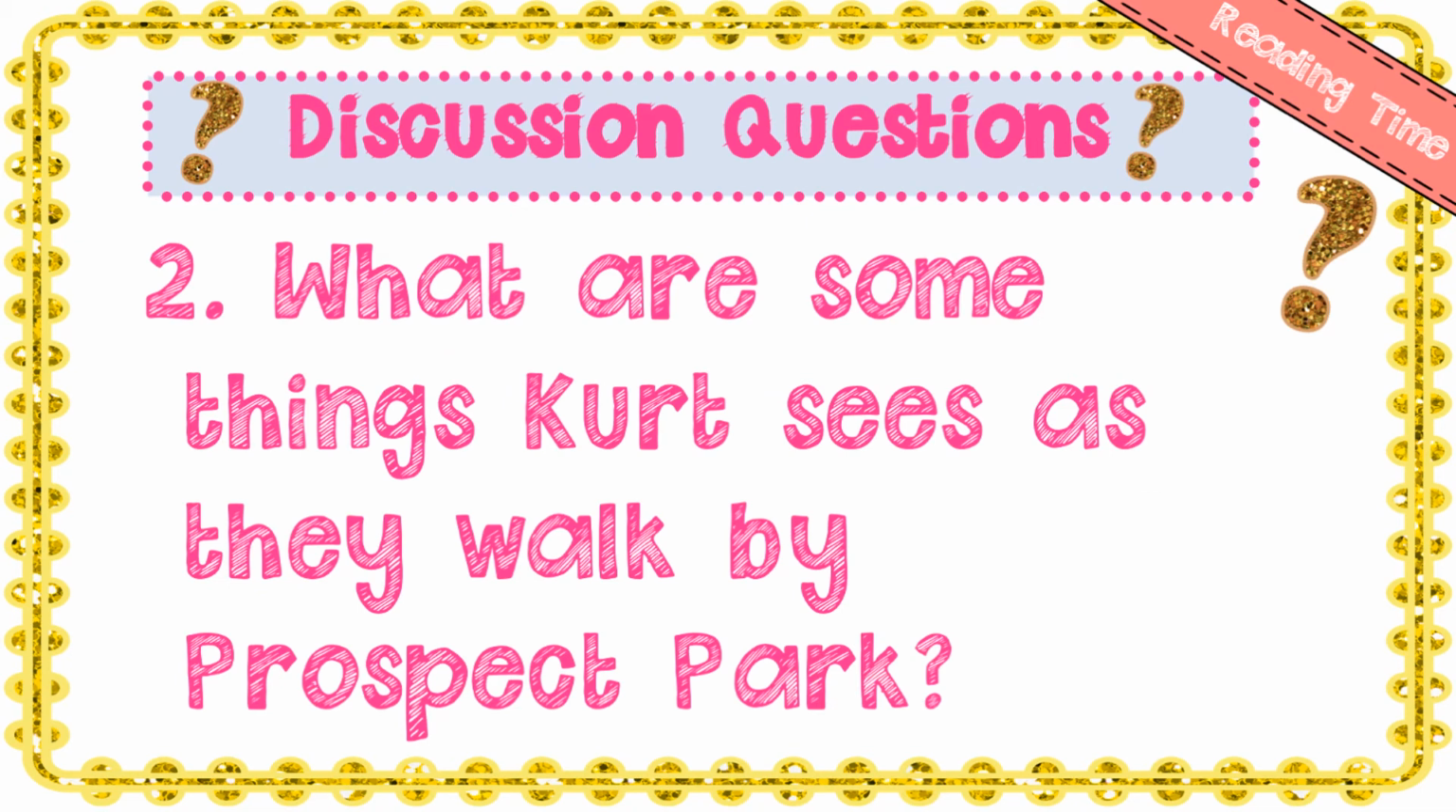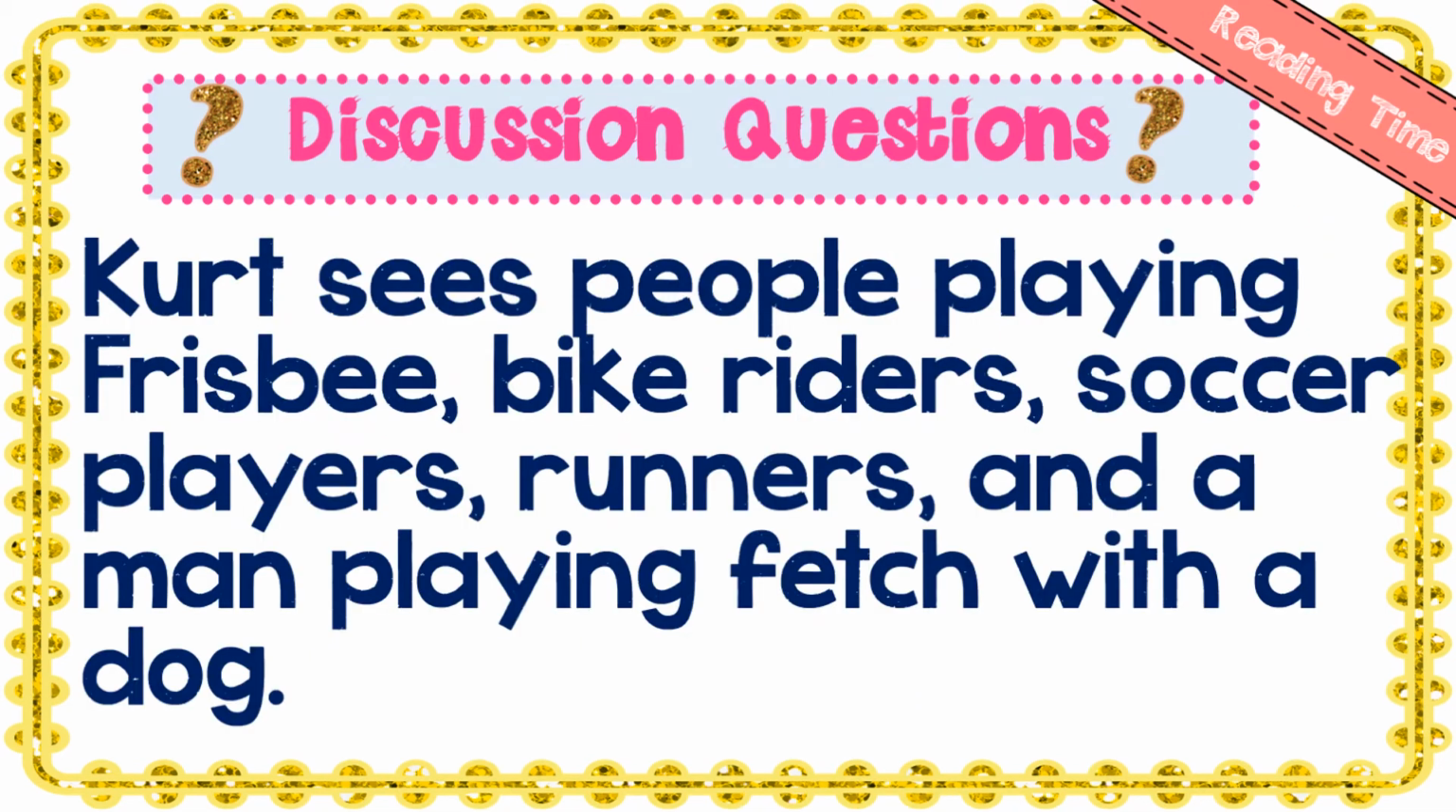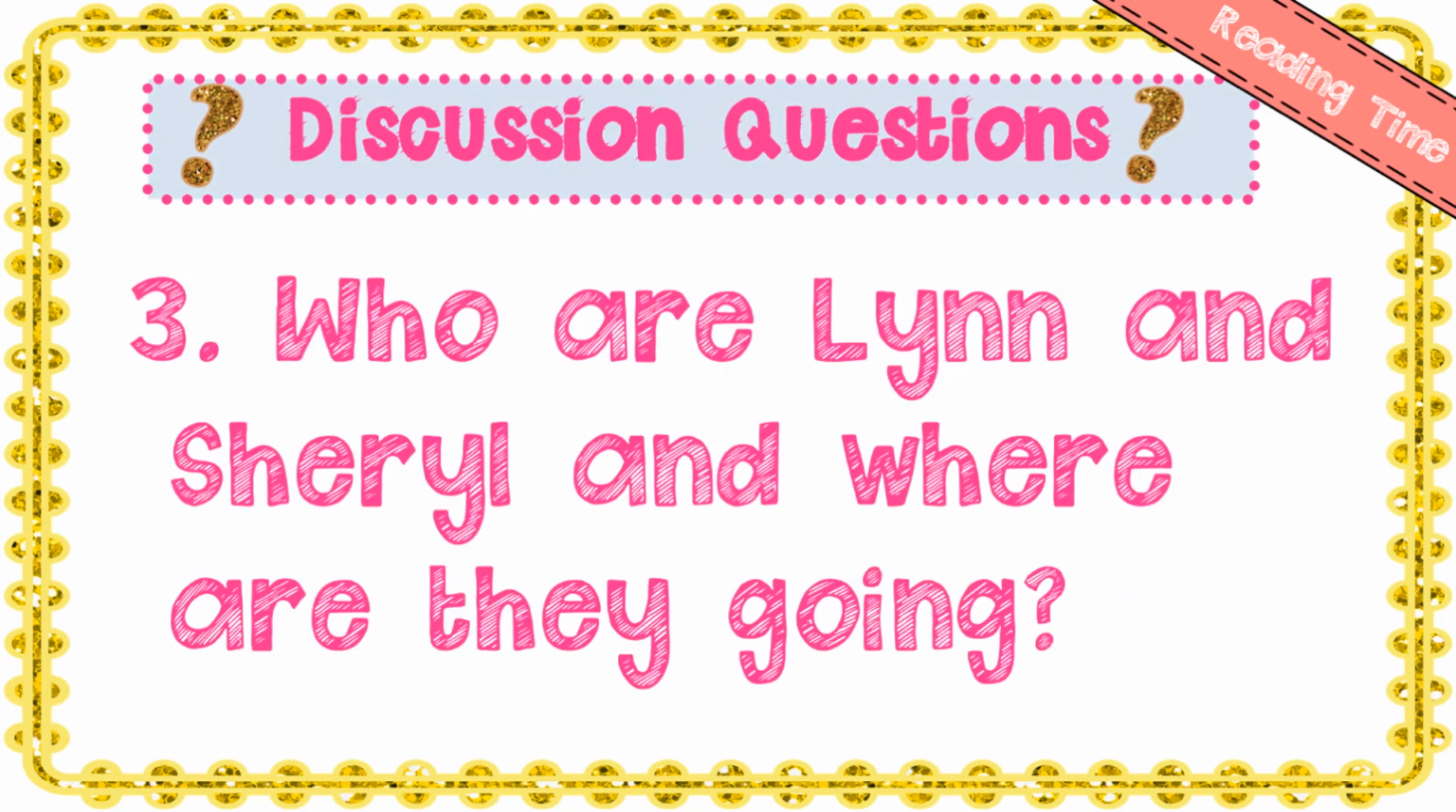What are some things Kurt sees as they walk by Prospect Park? And remember, if you can't answer these questions, you need to go back and reread the passage. Kurt sees people playing frisbee, bikes, soccer players, runners, and a man playing fetch with a dog. So you should be able to answer these questions in good, complete sentences as well. You notice they have a capital letter, an end mark, and it's a complete thought.